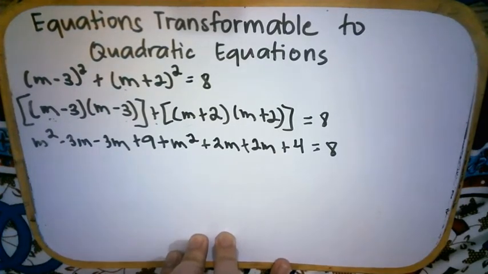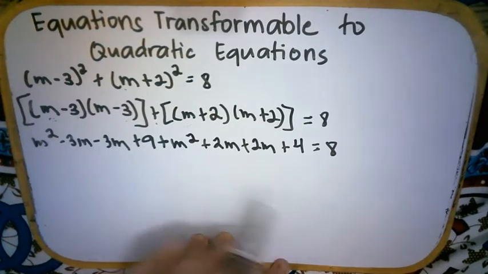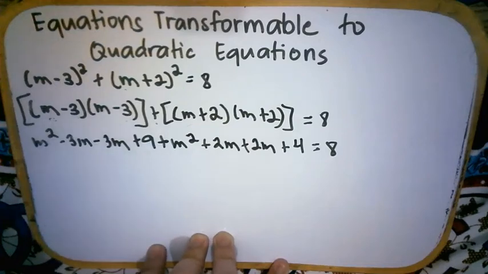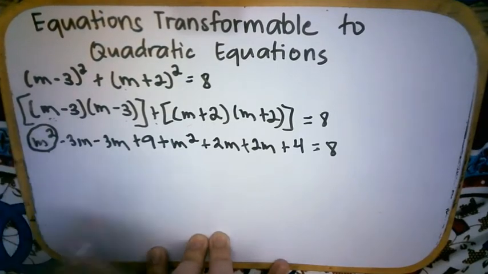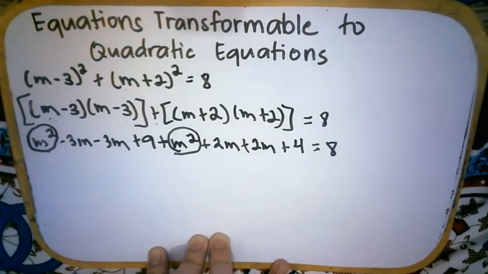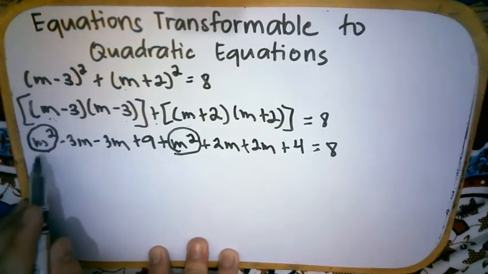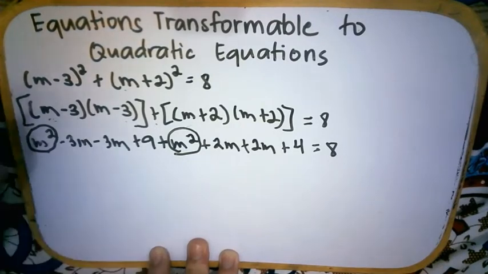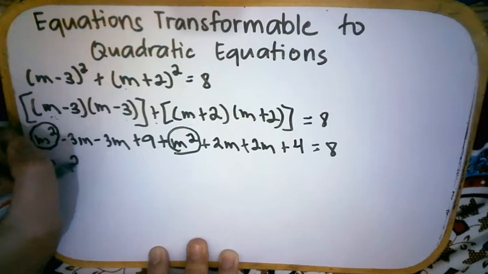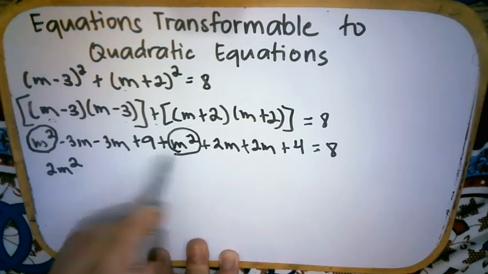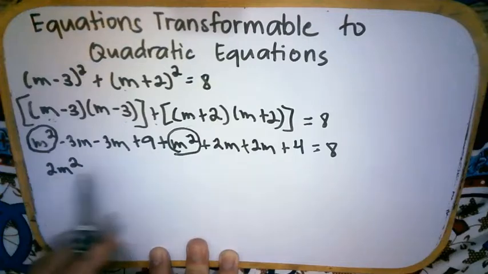But the next thing we need to do is to combine the like terms. Ngayon, kung titingnan nyo, medyo madami yung nakikita nyong terms. Para hindi kayo malito, try to encircle first yung terms na magkakapareho. So for example, m squared and then m squared. So yan yung mga like terms natin. So ito yung una nating pagsasamahin. We have m squared and then plus m squared. We have 2m squared.